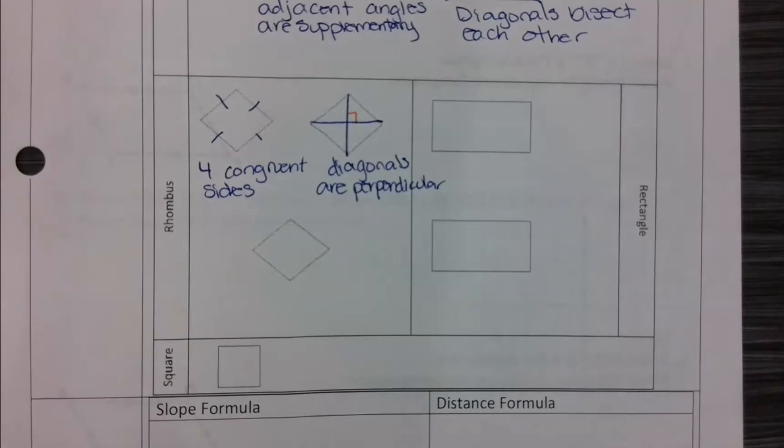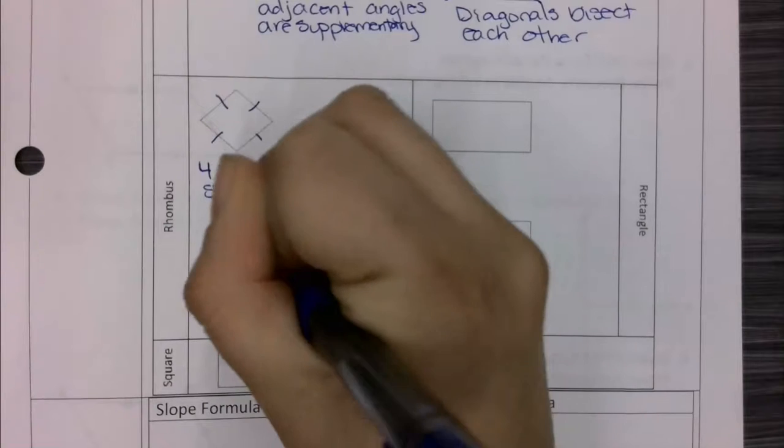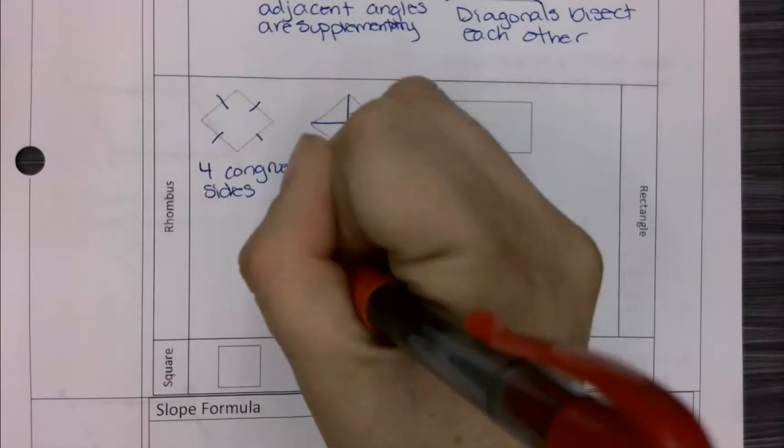Okay, and then I also have diagonals bisect angles.